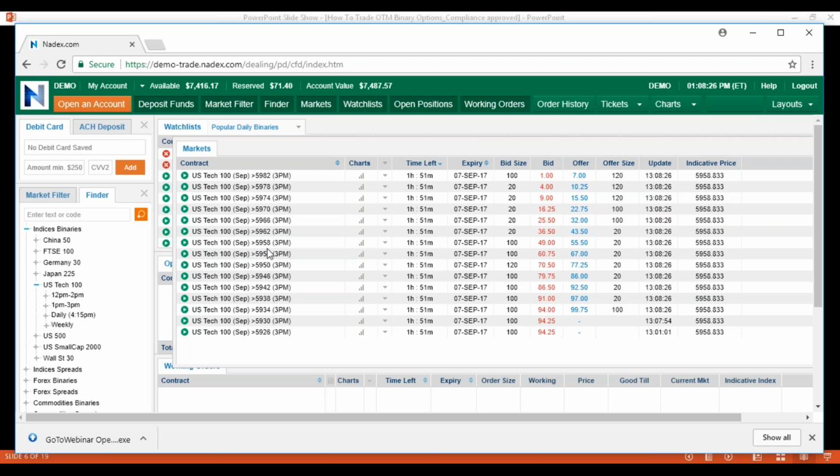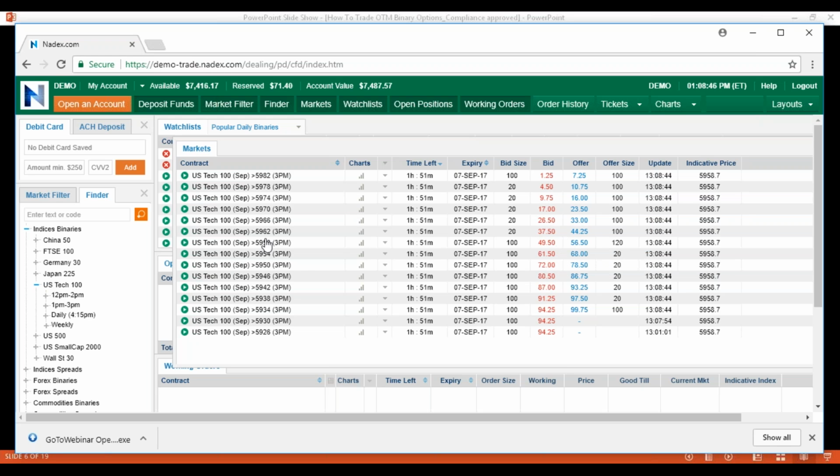Where is the Nadex indicative market price right now? 59.58. Notice this strike price right here, 59.58. When the strike price is right at the same as the market price, that binary is going to be priced approximately around $50. When you average out the buy and sell side, it's going to be right around $50. Well, why is that?